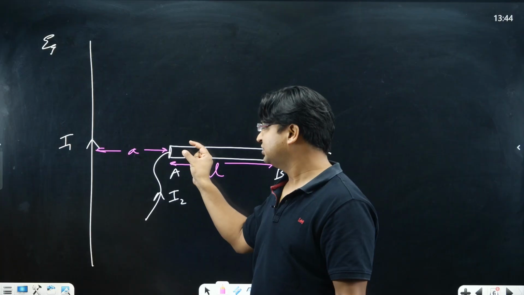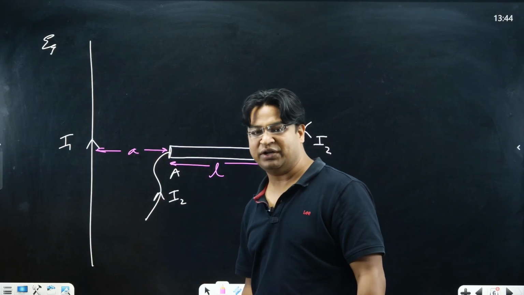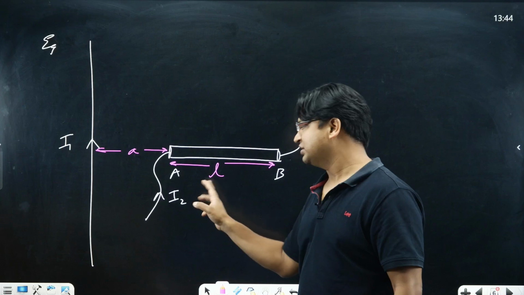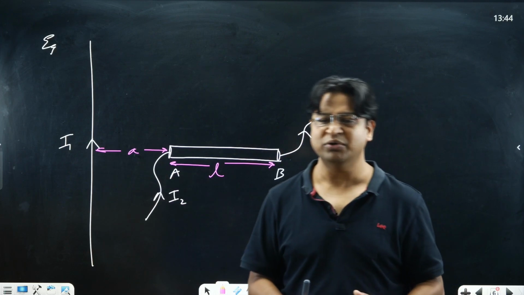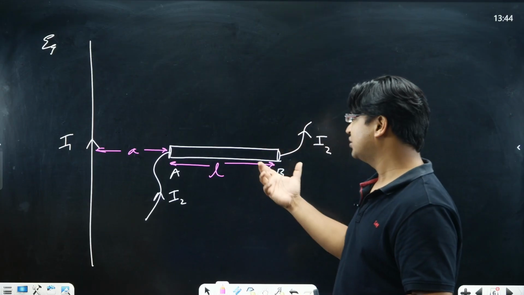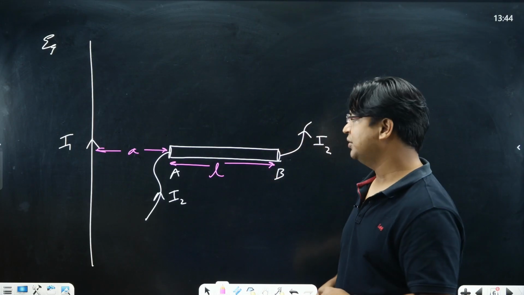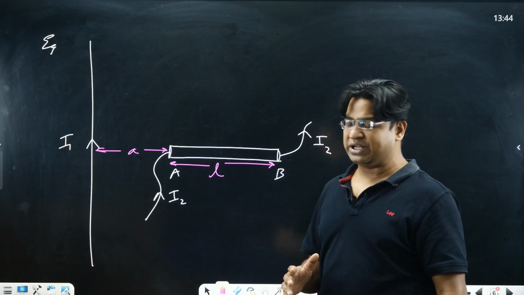Okay, and the point A is at a distance of small a from the infinite wire. The length of the rod is L. This is carrying current I2, this is carrying current I1. Now I want to talk about the magnetic force on the rod AB. Okay, that's what I want to talk about. So let's think about it, guys.